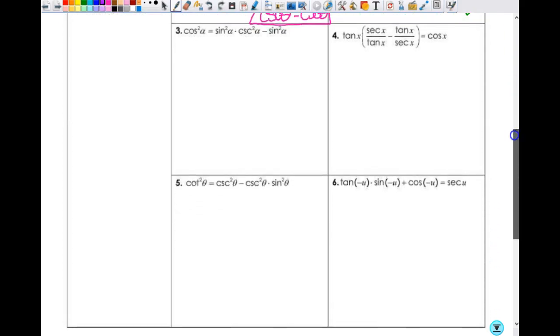All right, let's look at number 3. Which side do you think looks more complicated? On the right side. I mean, I think we can all agree with that, right? So our goal is the left-hand side. Now let's think about some of the options that we have here. What's one option we have?